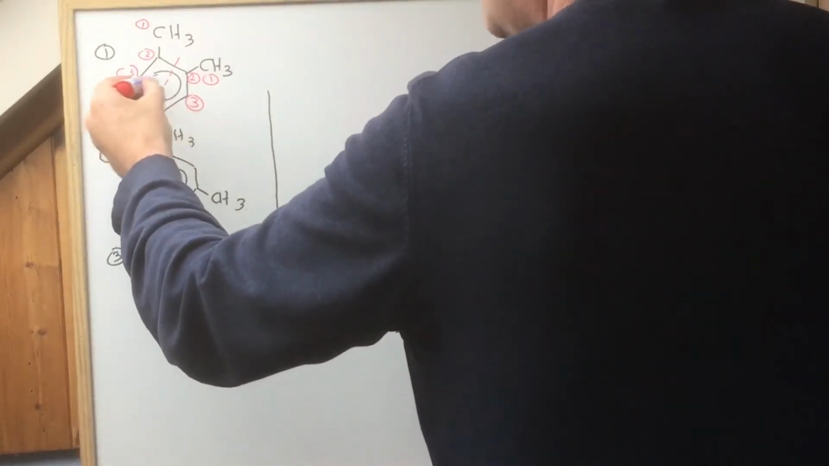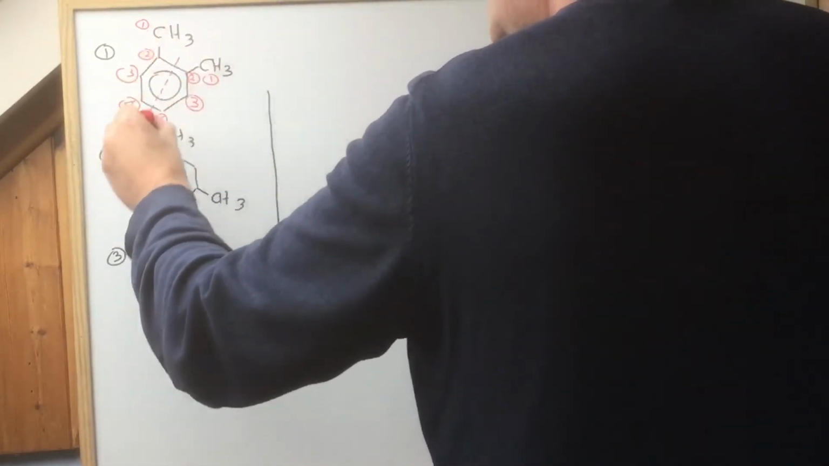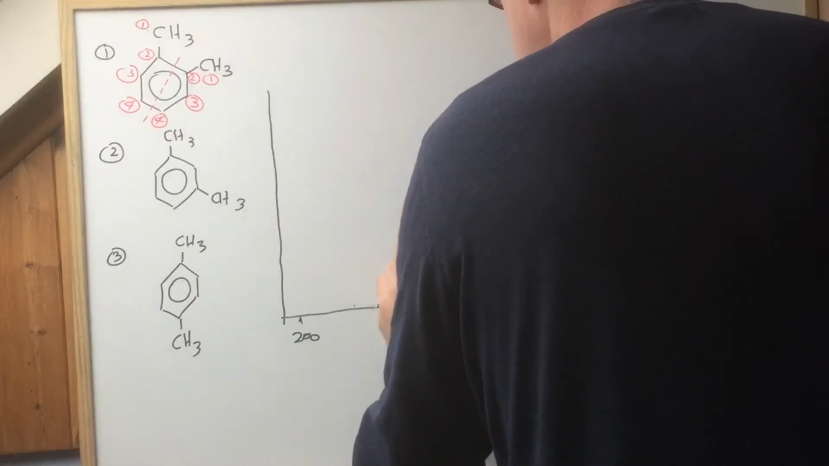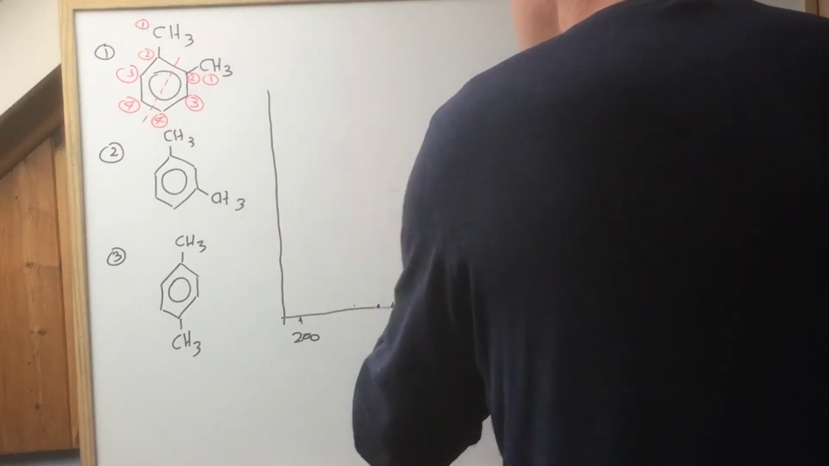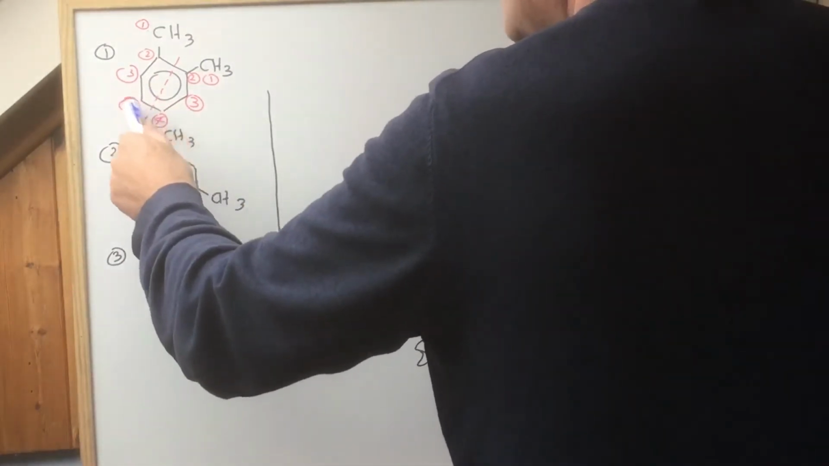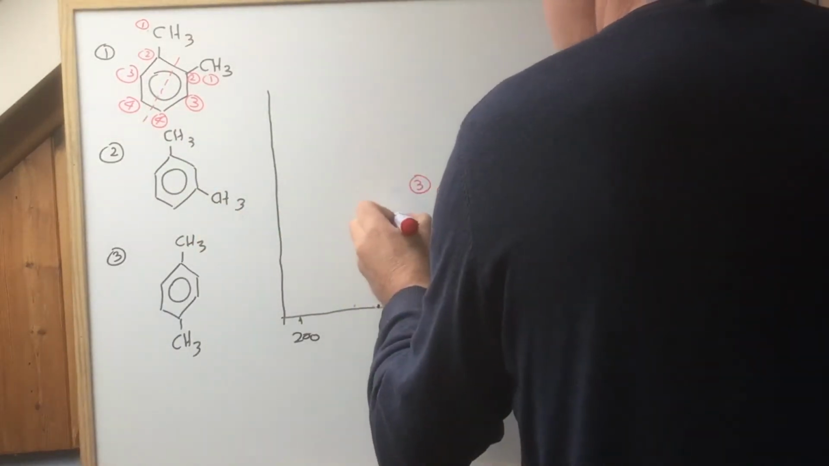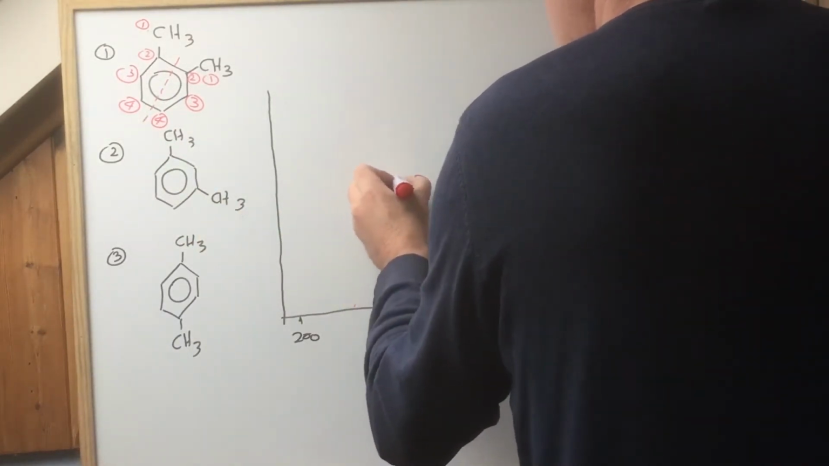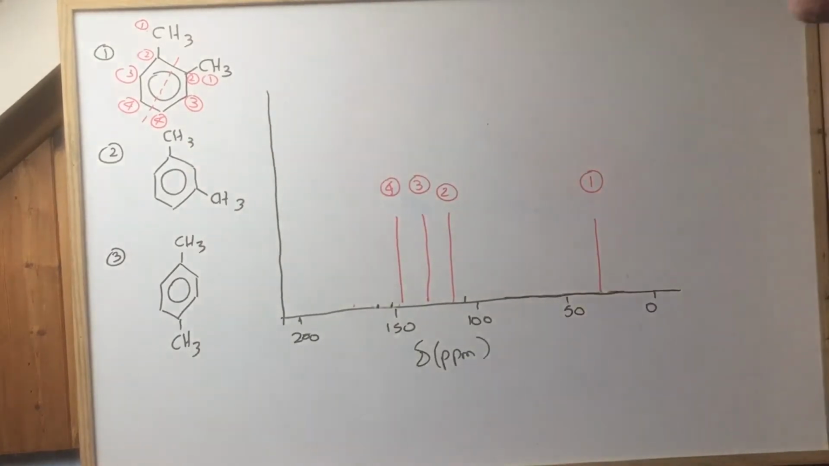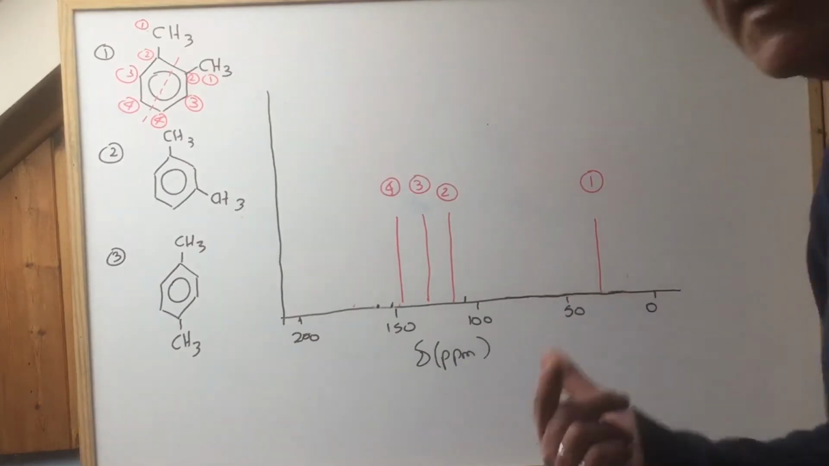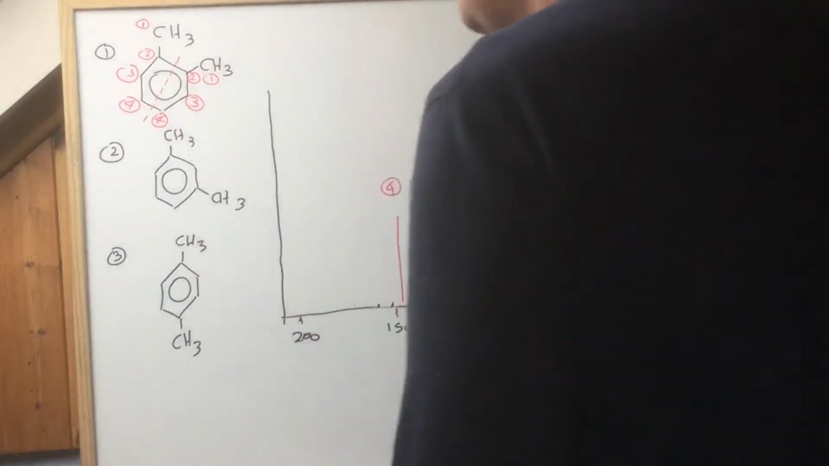3, same, identical, mirror image down that way. 3. 4, here, still within this range, 110 to 160. 4. There's your carbon-13 environments. 4 different environments for that molecule. That's what they ask you in the exam, quite a lot of that.